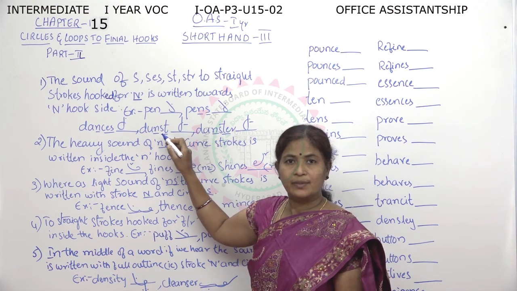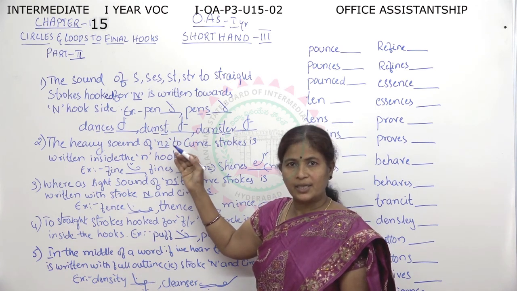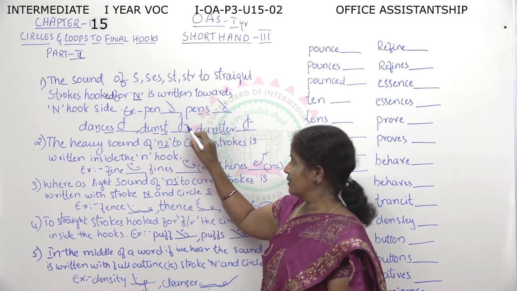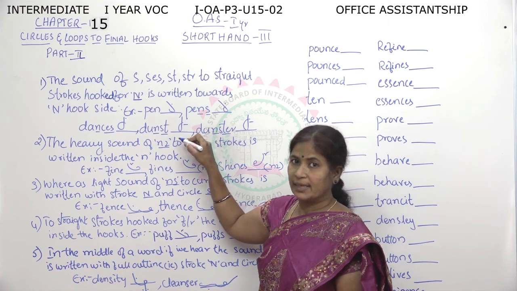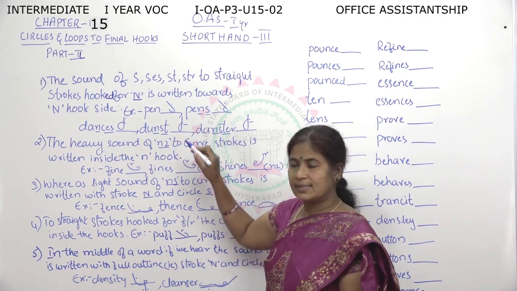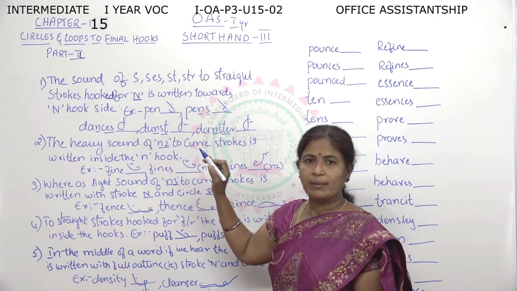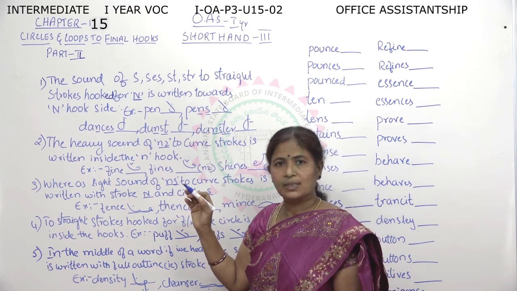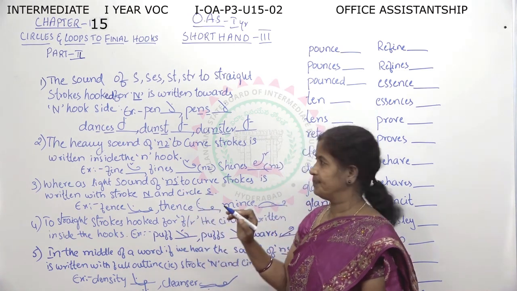Danced. After n hook, we are getting the sound of st. How do we write? Turn the st loop towards the n hook side. This is the n hook side. D and st loop towards the n hook side. If we turn the st loop with left motion, it gives the sound of st only, so it will become dust. So turn the st loop towards the n hook side, that means with the right motion.